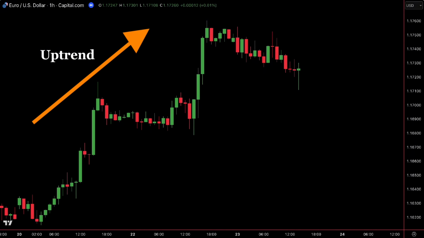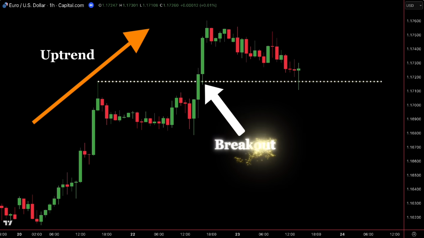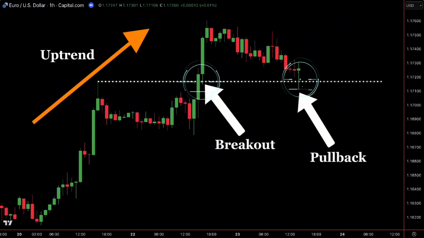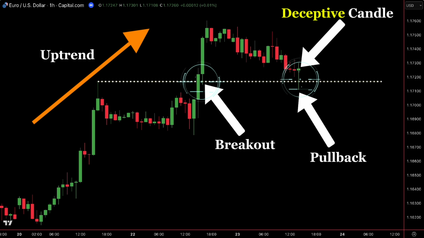The second condition is the level. Notice how price broke this resistance level and then came back to retest it. When price touched this level, which is now acting as support, it got rejected and formed a clear deceptive candle. This rejection isn't random. The deceptive candle just created what we call a liquidity sweep. Price grabbed all the stop losses sitting below this level and then reversed. That's a strong sign the market is likely to continue moving higher.